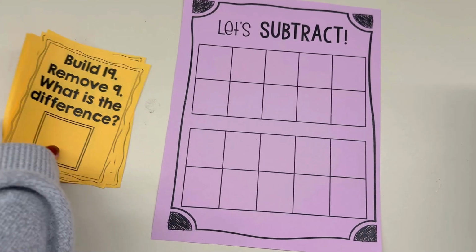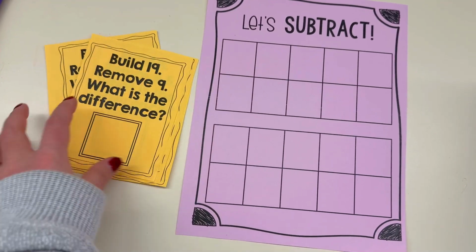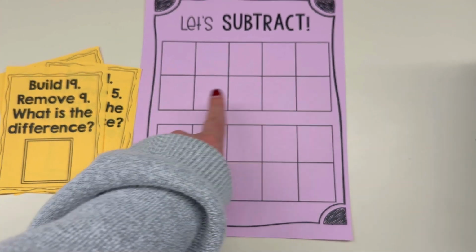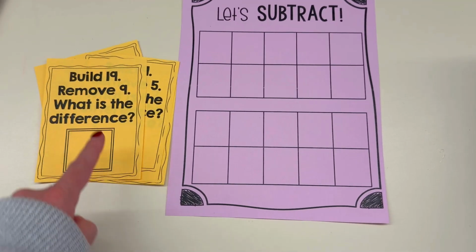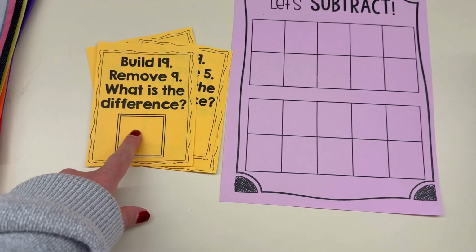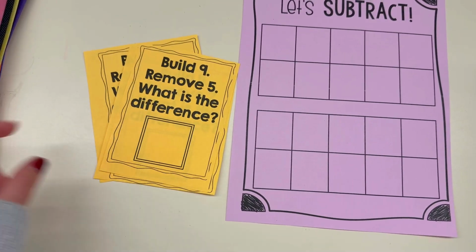And what they do is they simply get these cards. I have them all laminated so they can be reused over and over as a little center. And then it says build 19. So I'm not going to build them with all the cubes, but they build 19. And then they have to remove, physically take away 9 and find out what the difference is. So what is the difference? 10.